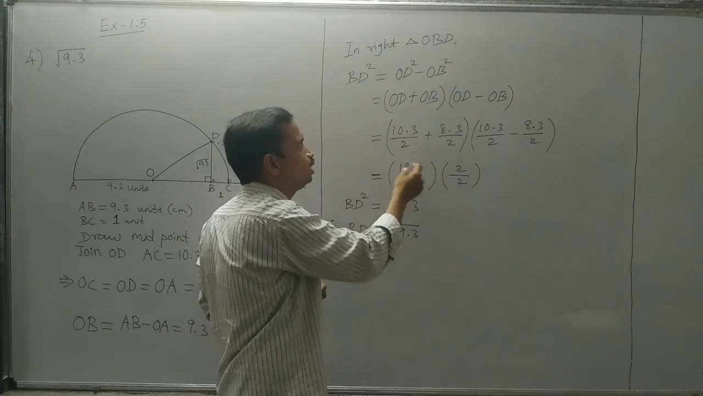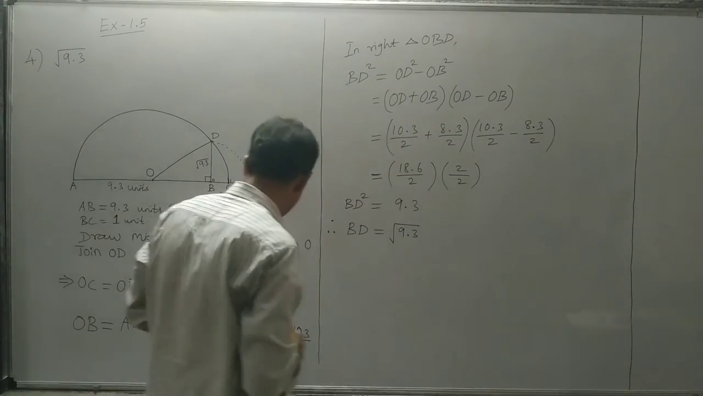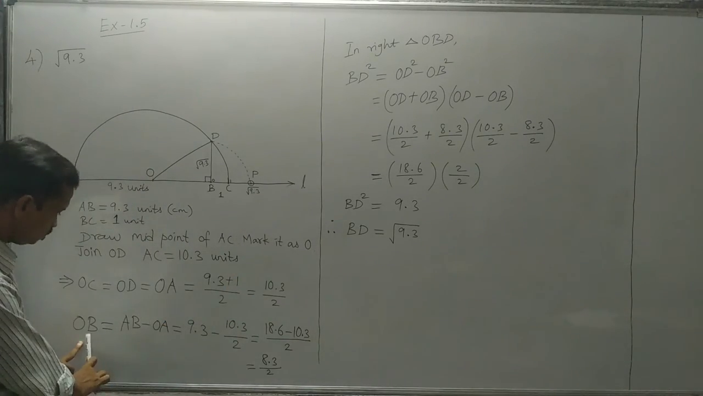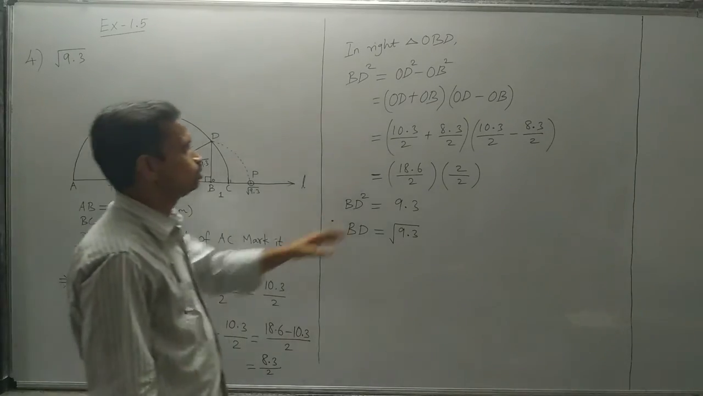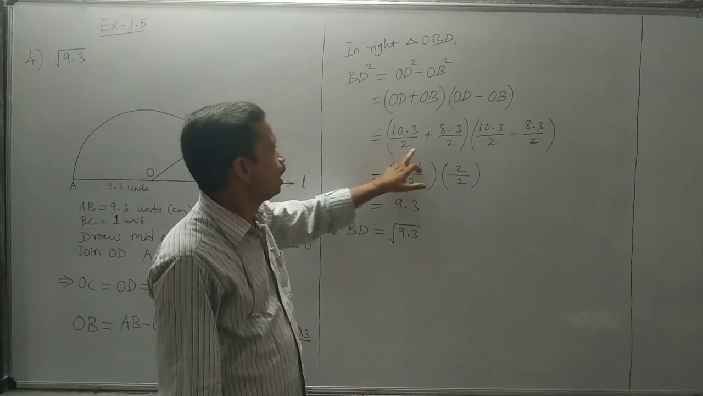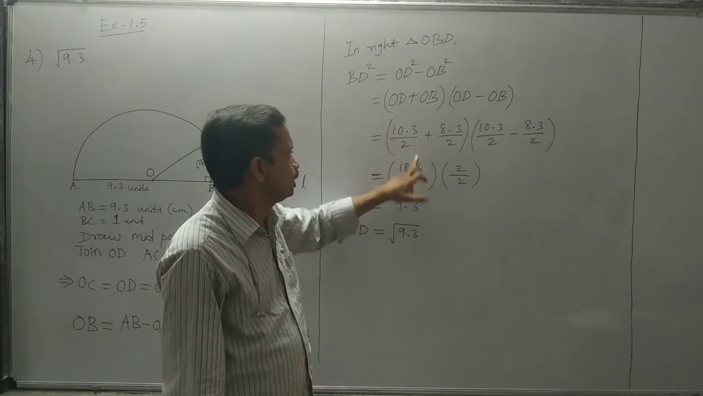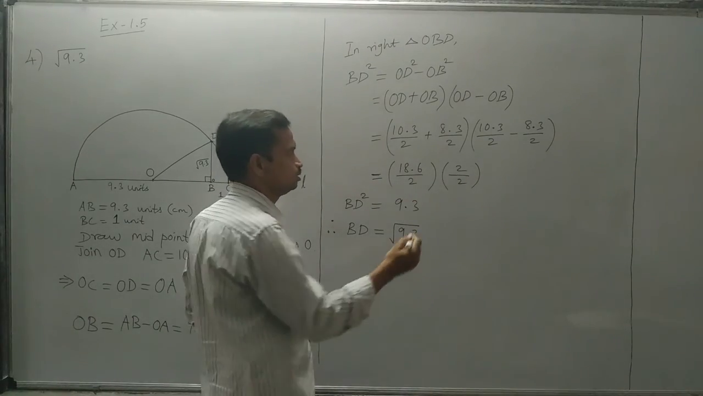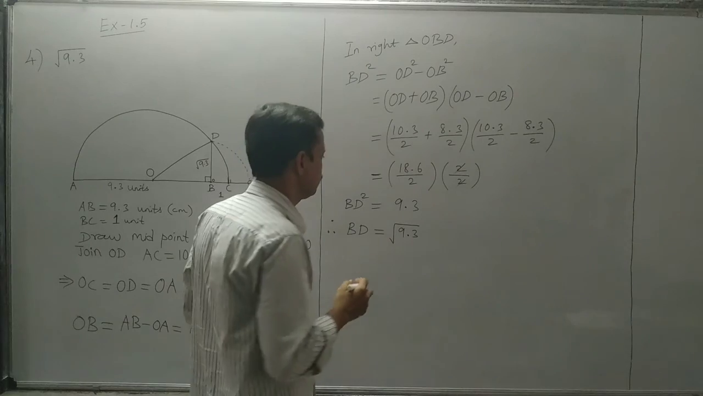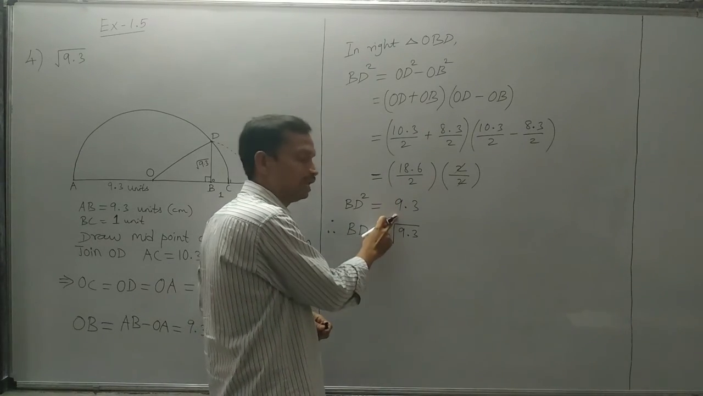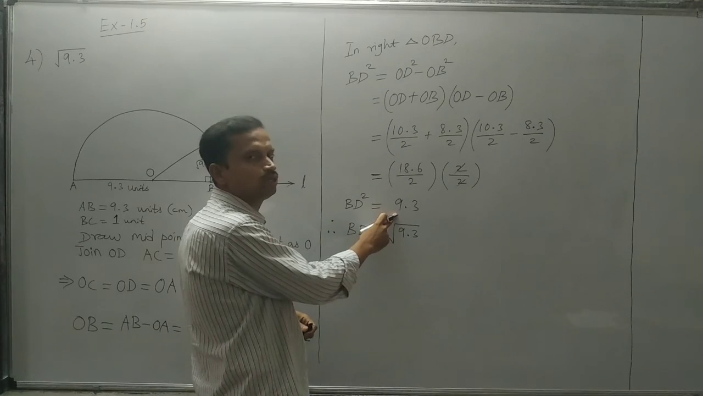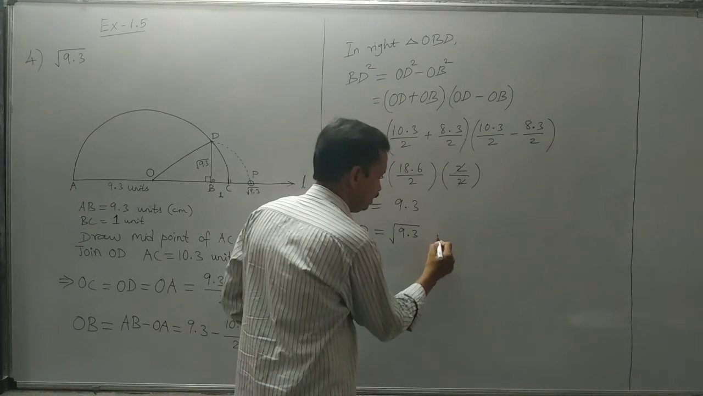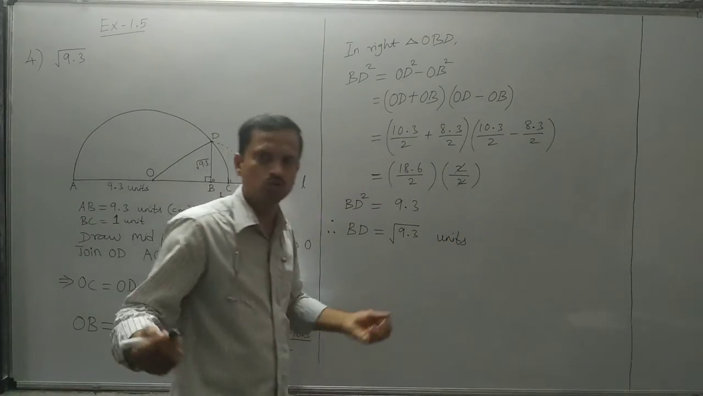And easily we can put the value of each and everything. So OD is 10.3 by 2, and OB we have already found, OB is 8.3 by 2. So we can just apply the values, and if you simplify, you get 18.6 by 2. And this 2 by 2, we can cancel. It becomes 1. So 18.6 by 2 is 9.3. So BD square is 9.3. Therefore, BD is equal to the square root of 9.3 units. That's all. Clear?